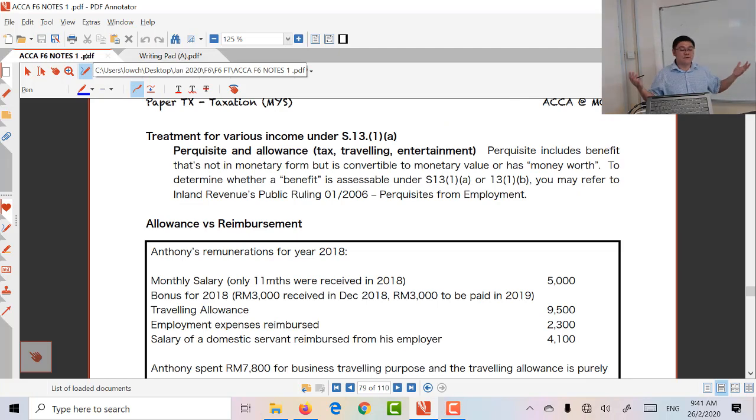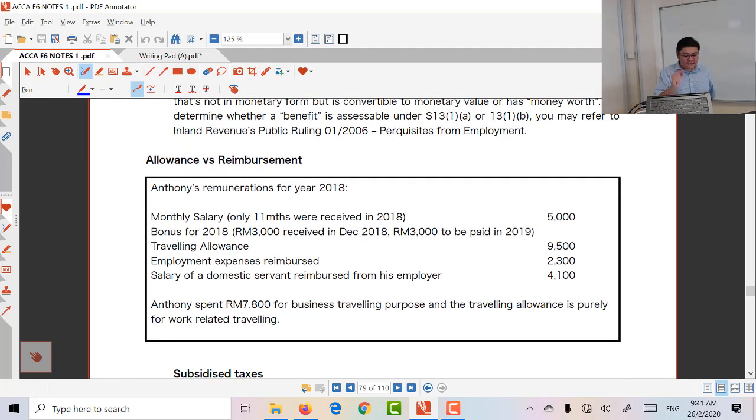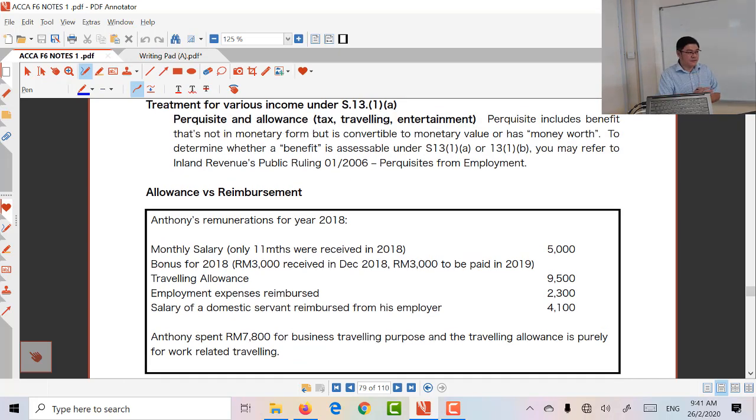Okay, so now when it comes to tax, what do we do? We have to first differentiate what is an allowance and what is a reimbursement. You must make it very clear. Now, reimbursement is basically a claim.